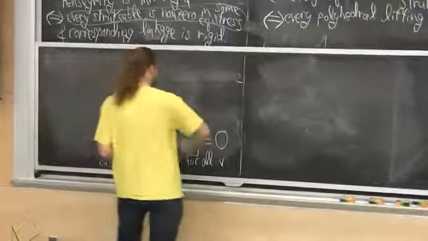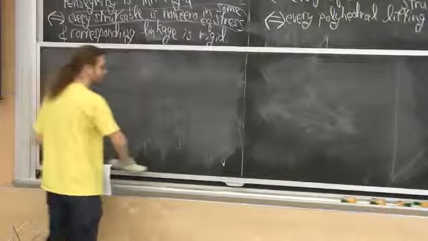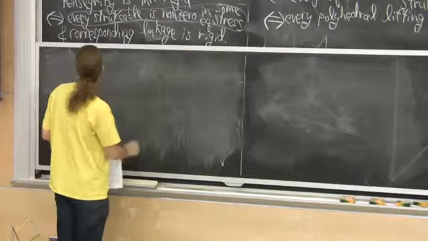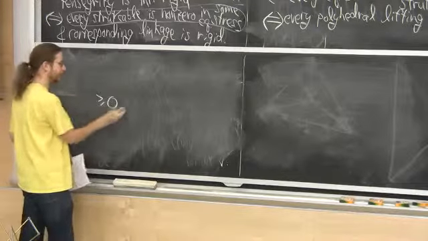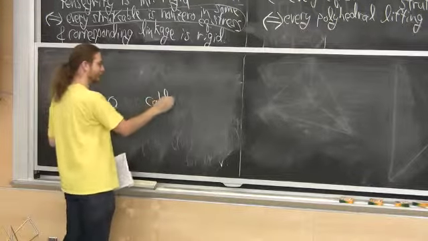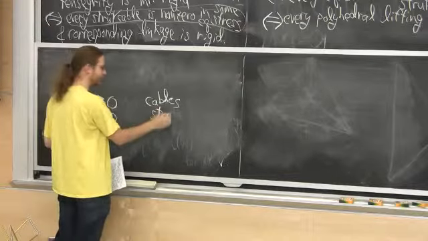Suppose there was a non-flat polyhedral lifting. What could it look like? Did I just erase what I wanted? Probably. Yeah. Greater than or equal to 0. I can still read it here. For cables, less than or equal to 0. For struts, that's the one I care about. Who cares about cables?